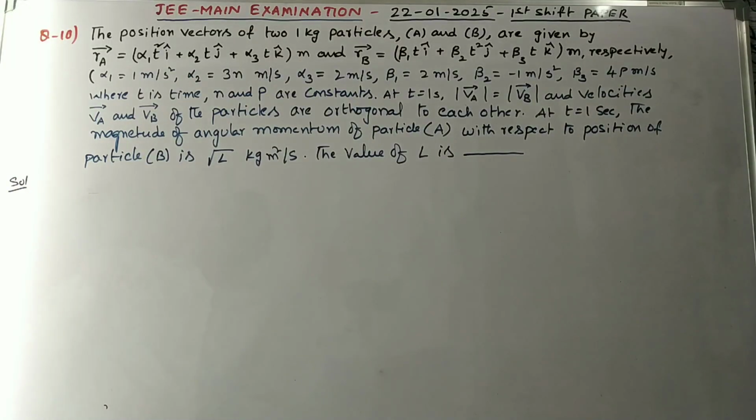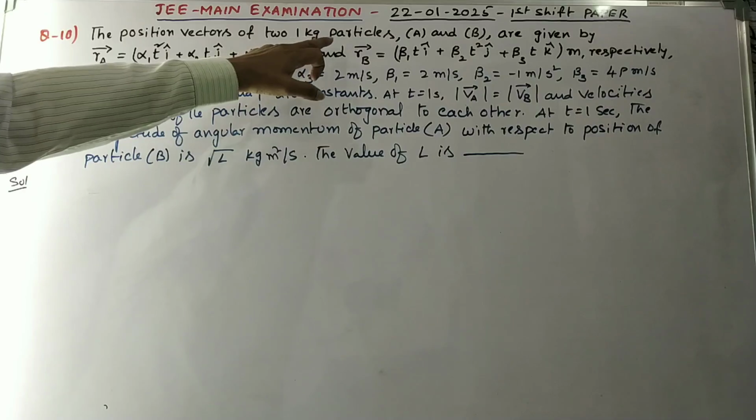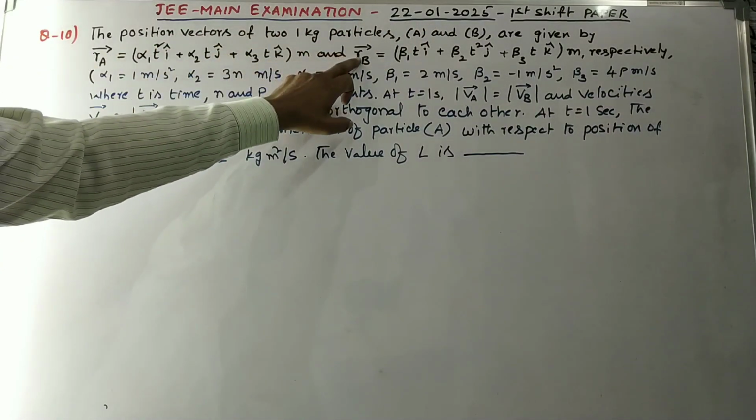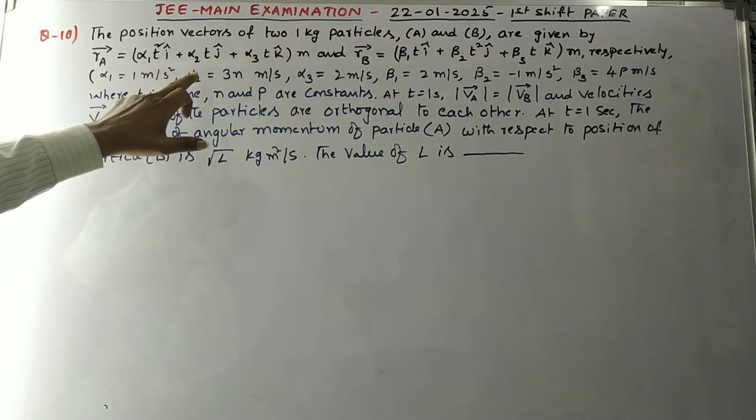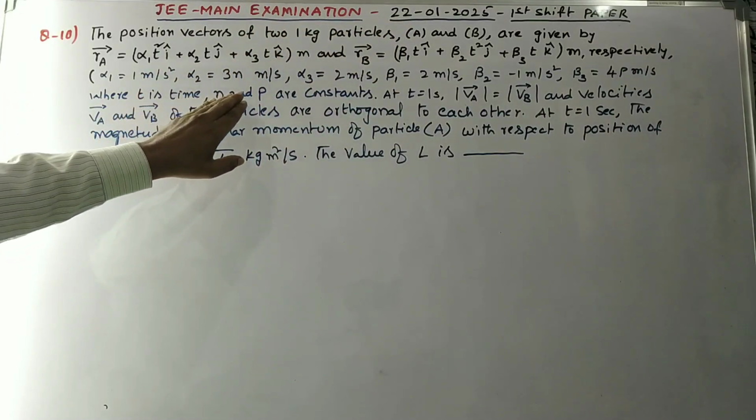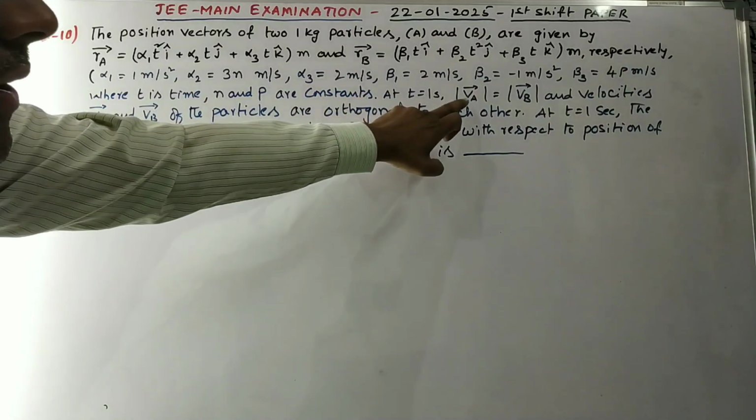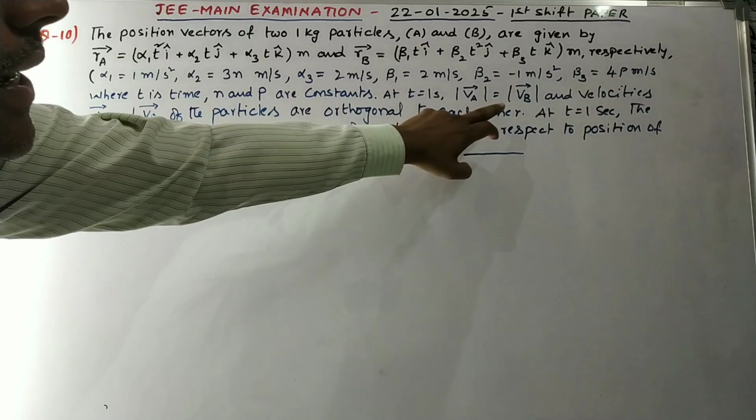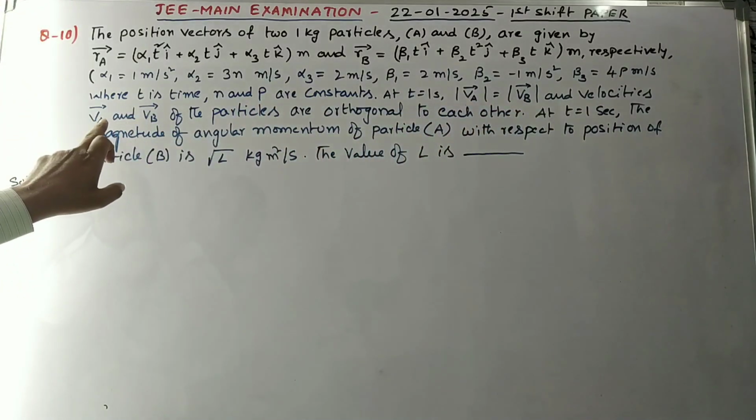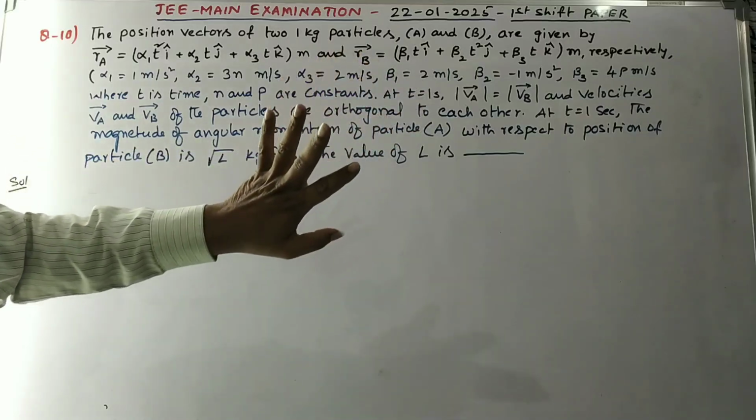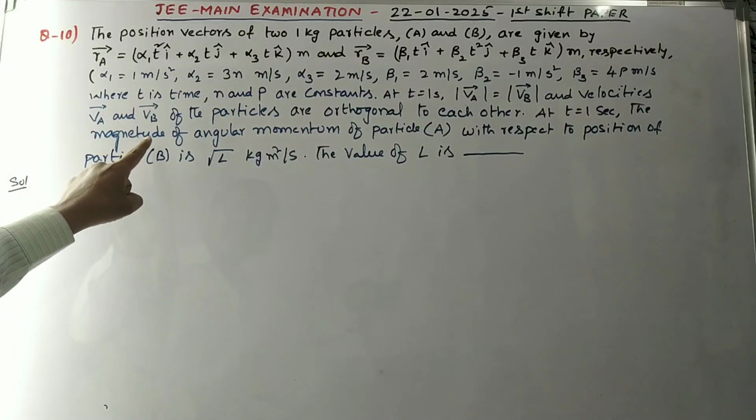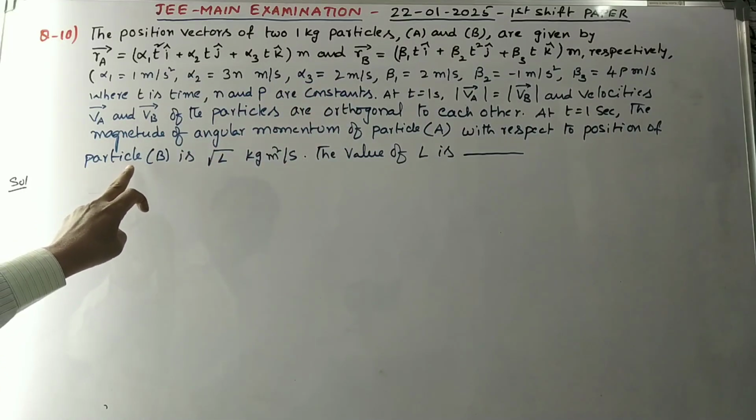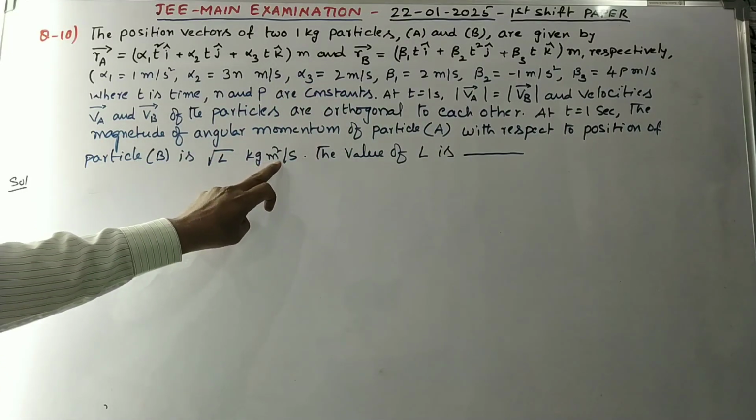The 10th question. The position vectors of two 1 kg particles A and B are given by position vectors RA bar and RB bar respectively. Alpha, beta and something are given, where T is the time, and the others are constants. At time T equal to 1, the magnitude of velocity of particle A and B, and velocities of A and B of the particles are orthogonal to each other. At t equal to 1 second, the magnitude of angular momentum of particle A with respect to position of particle B is root L kg meter square per second.